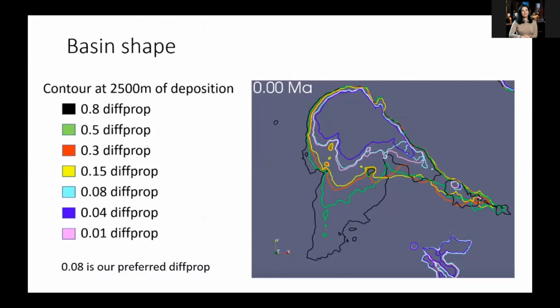And of course, this is an iterative approach where we have to tweak and test some of our input parameters regarding erodibility. Here, for example, is the diffprop parameter, which controls how far sediment is transported, and we found it had a big impact on our basin shape. So you can see the impact it'll have. All of these lines are the basin shapes resulting from using a different diffprop value, and our preferred model uses the light blue line here, the diffprop value of 0.08.